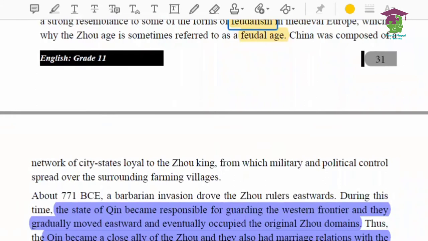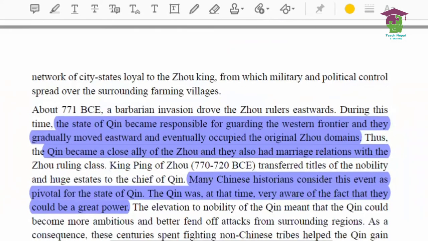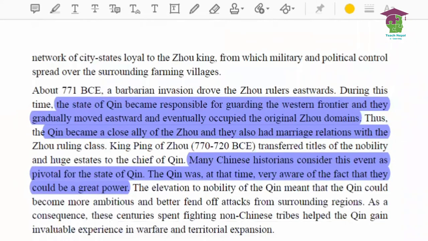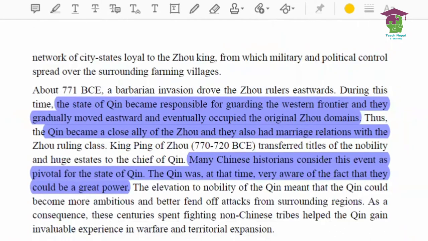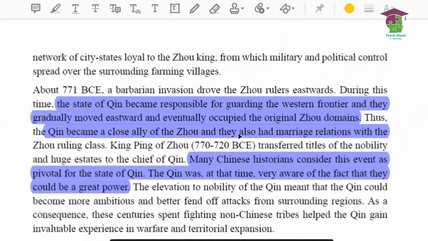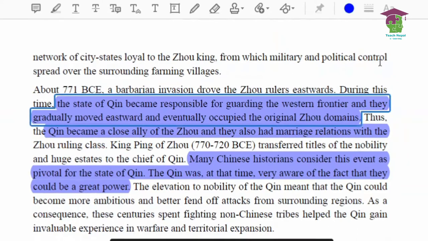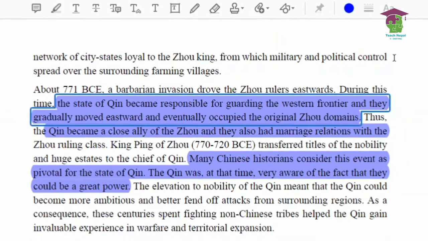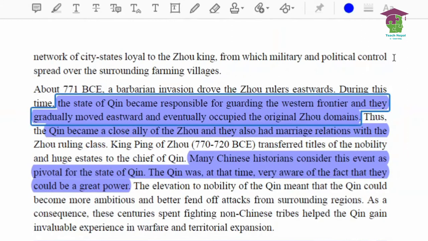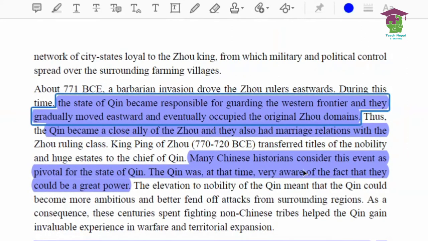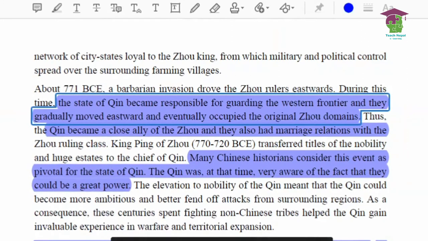The state of Qin became responsible for guarding the western frontier, and they gradually moved eastward and eventually occupied the original Zhou domains. Through a marriage relationship with the Zhou dynasty, the Qin dynasty gained ground. Many Chinese historians consider this event a pivotal stage for Qin.